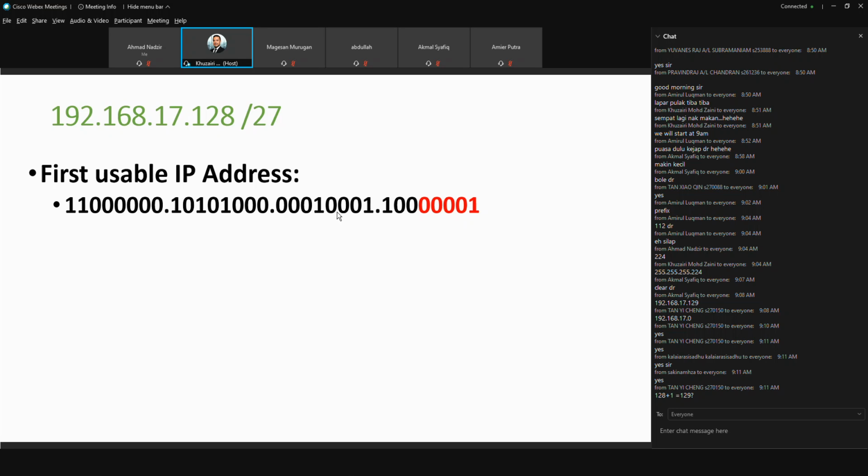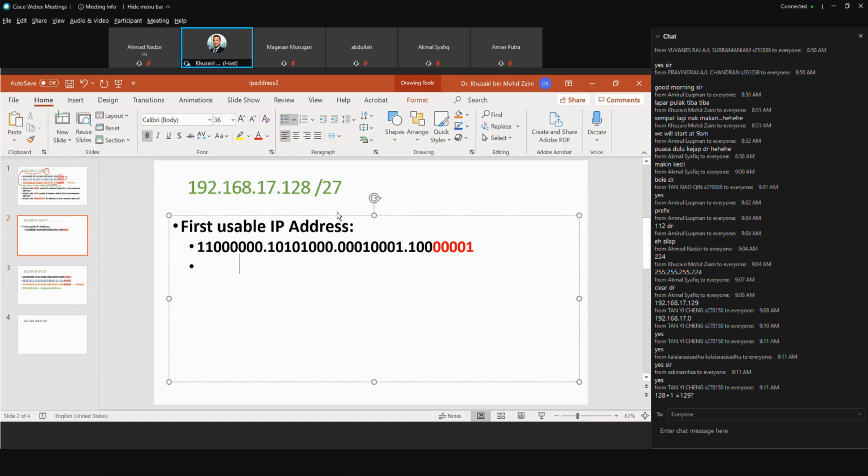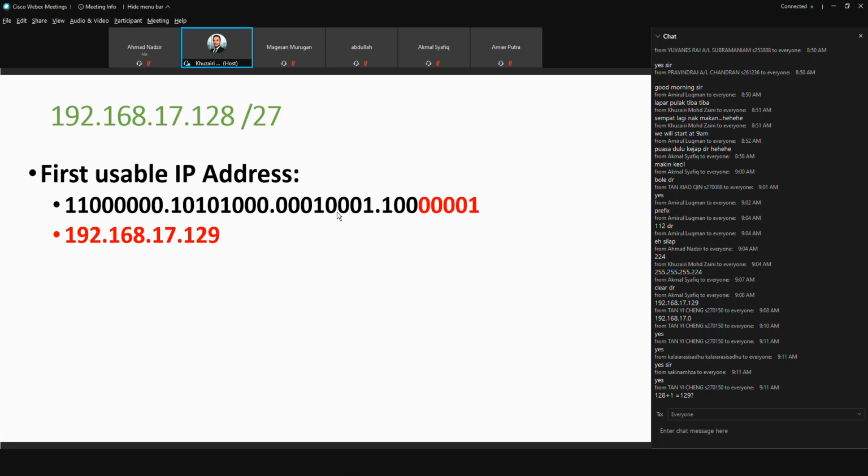So when you convert, it will become 192.168.17. So you need to count. This is what? 128 plus 1. So 129. So this is the answer. Okay. Understand? Hope you understand.